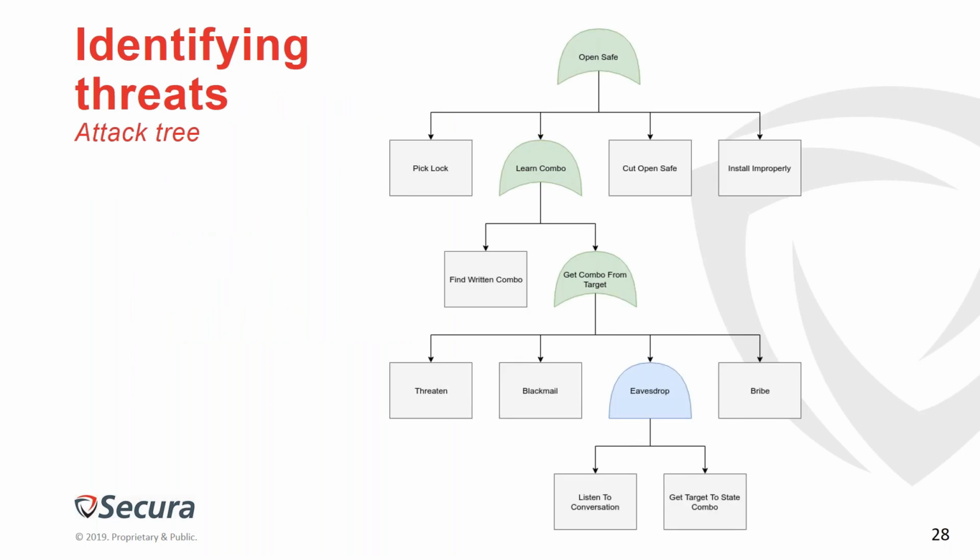This is an example of an attack tree that I just mentioned. For example, if an attacker would like to open a safe, they could try to crack it. They could try to pick the lock. They could try to learn the combination. They could try to cut it open. They could try to influence the way that it is actually installed. All of those options in an attack tree, you would map those out.